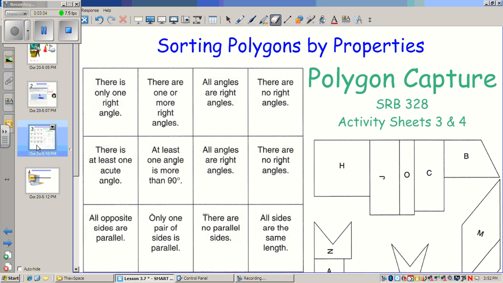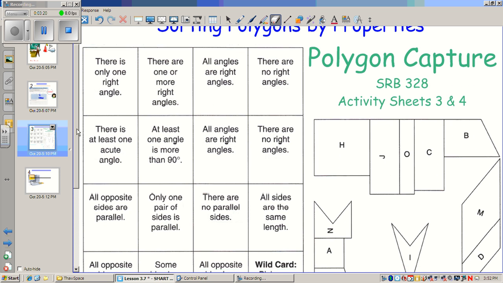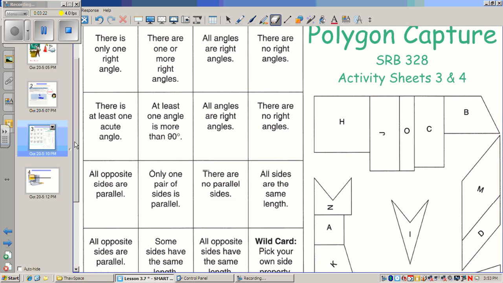Moving on, it says sorting polygons by properties. We're actually going to play a game in class called Polygon Capture. We're going to use our student reference book, and activity sheets 3 and 4, which are in the back of our math journals, and we'll get to that too. You don't have to do anything with that right now. But how the game kind of works is it says there is only one right angle. So if you find a shape, you obviously can't use a square for that one because a square has how many right angles? And hopefully you're thinking in your head, well, it has 4. Absolutely.